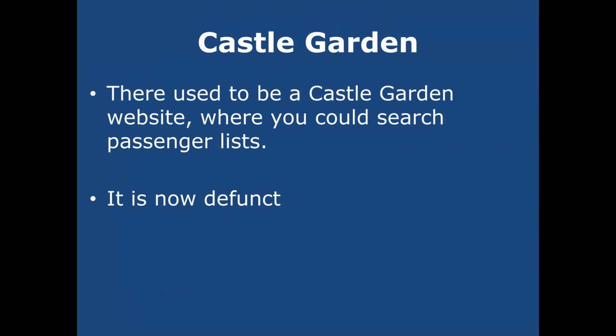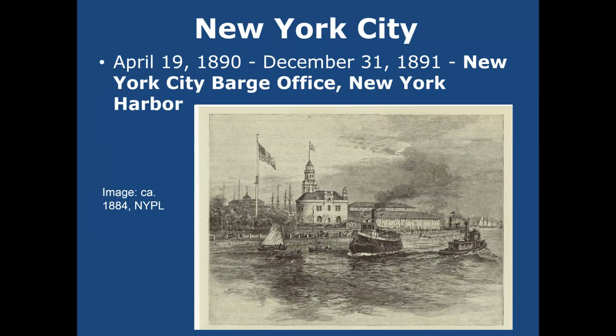Just because so many people know about this website, there used to be a Castle Garden website where you could search passenger lists for free, but that website is now defunct. So eventually the federal government decided that they wanted to be in charge of immigration, and they wanted to run the immigrant processing station in New York City at Castle Garden.